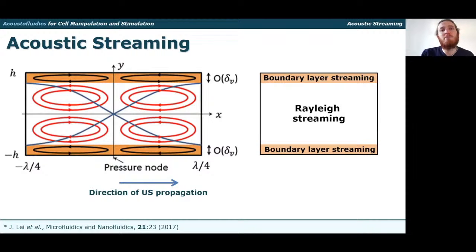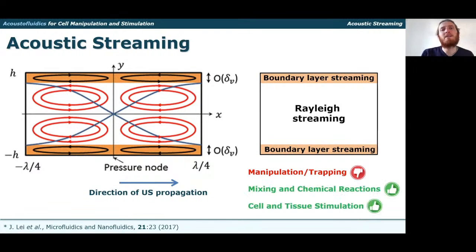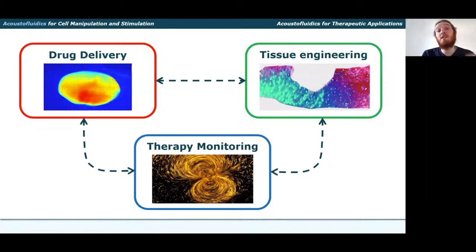Now, streaming can be deleterious for some applications. For example, it may disrupt the manipulation performance of a resonator in some cases, particularly when lateral forces play a primary role, but it can enhance mixing and transport of chemical species and potentially induce mechanical stimulation of cells. So it can be beneficial in some applications involving, for example, cell culturing and stimulation. This leads to the second area of application of acoustofluidic resonators, which is the one dealing with therapeutic applications, including drug delivery, tissue engineering, and therapy monitoring as examples.